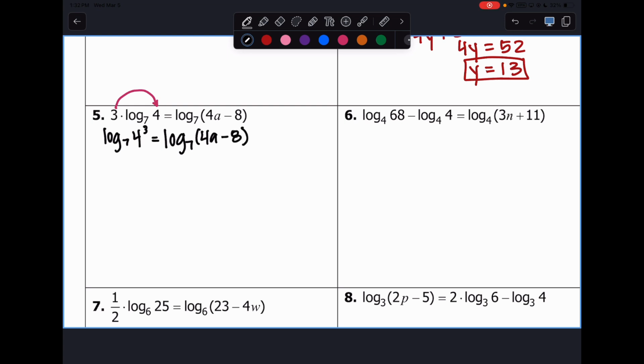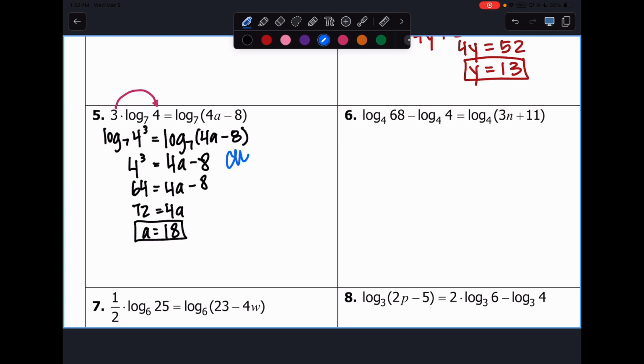Do we have the same base logs now? Yes. Yep, let's drop it and then we just work with 4 to the 3rd power equals 4a minus 8. 4 to the 3rd power is 64 equals 4a minus 8. Add 8 to both sides, we get 72. 4a equals 72. Then a must equal 18. Check for extraneous. I forgot to do that on the last one.